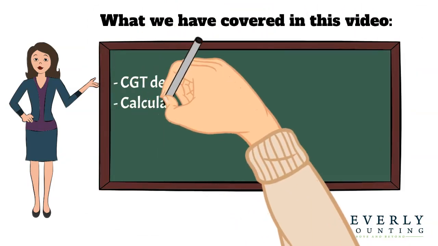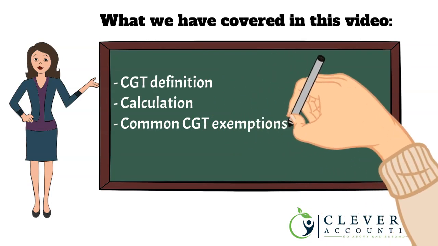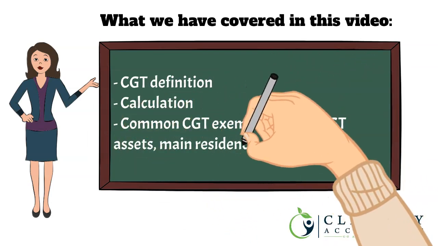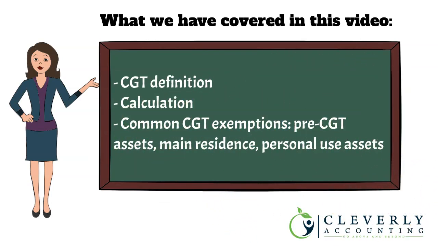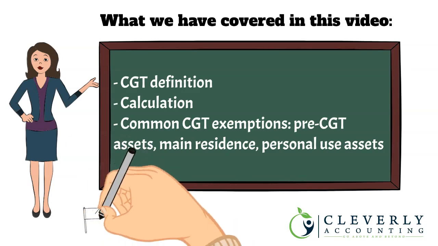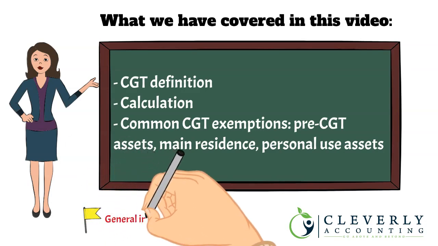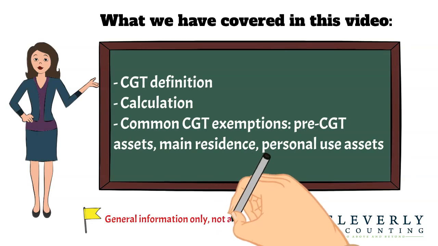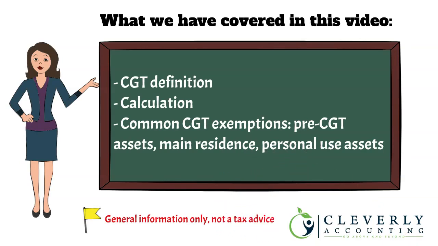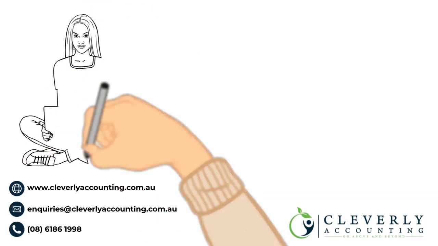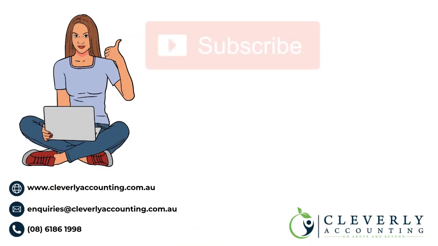To sum up, we have covered some important aspects of CGT in this video, including its definition, calculation, and common exemptions such as pre-CGT assets, main residence, and personal use assets. Please note that the content presented in this video is general and should not be considered as tax advice. Individual circumstances may vary, so it's recommended to seek professional advice from an accountant if you have any questions regarding CGT.